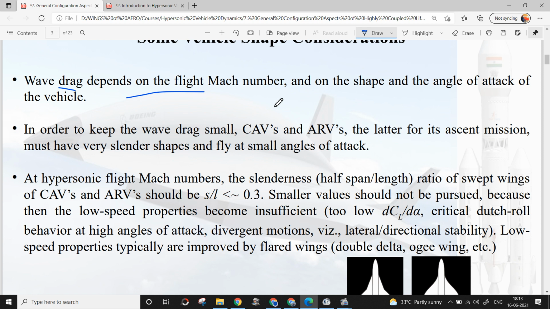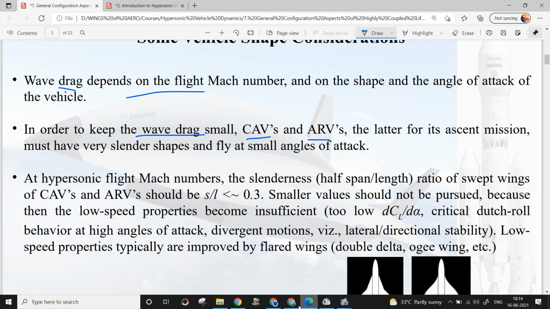So when we speak about subsonic aircraft, Mach 0.3, 0.5, less than 0.6 we can say, at that time the most important drag will be induced drag. But when it comes to the higher subsonic or transonic regime, or even after that, supersonic or hypersonic, wave drag is playing the vital role. So here also in the cruise and acceleration vehicle, wave drag is playing the vital role. So in order to keep the wave drag small, CAV as well as ARV.